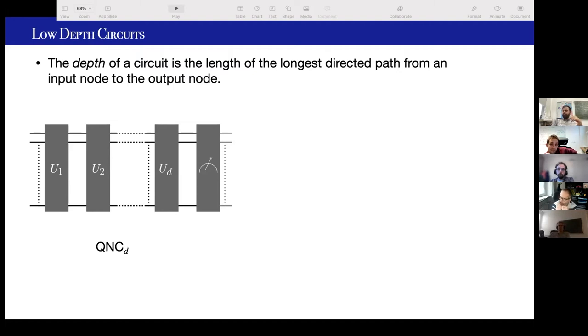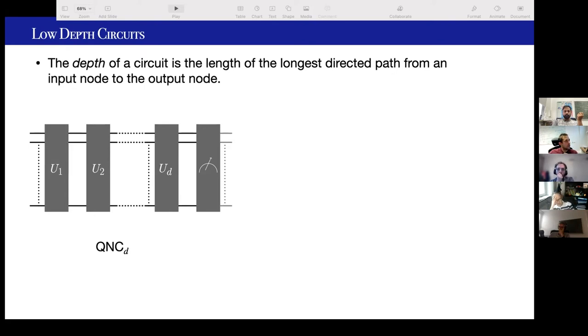And so this circuit is called a D-depth quantum circuit. And if a problem is solved by this circuit, then we will say that this problem is in QNC^D. So the set of all problems that can be solved by a D-depth quantum circuit is known as QNC^D. And if D is log of n, then this is just called QNC.